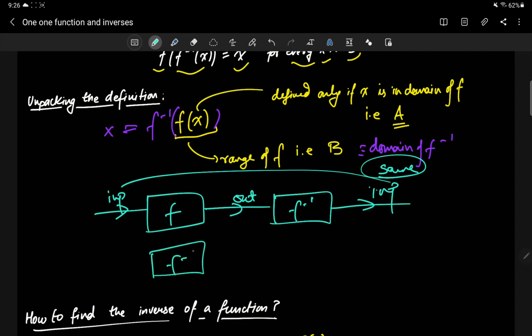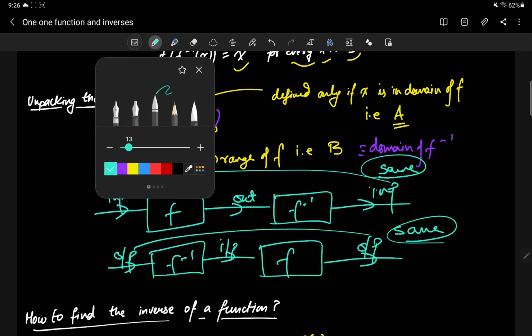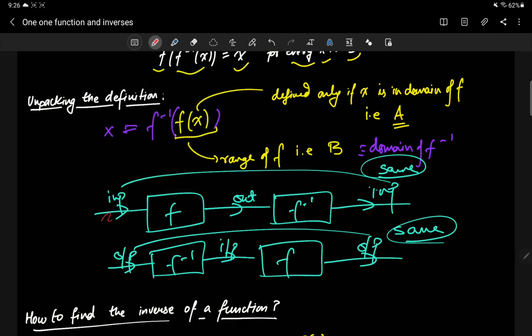And even if you were to switch it, start with the output to get the input and feed that into f, you would get the same output. Meaning that if you feed an x in this system, you get back an x, and if you feed an x in the second system also, you get back an x.